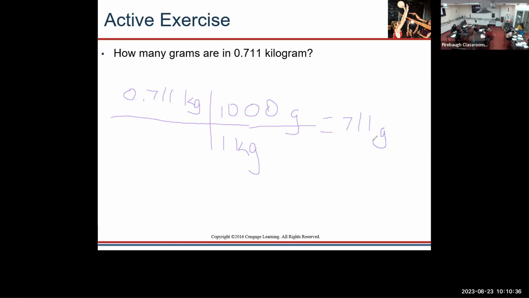How many sig figs should we have? 3? Okay. Piece of cake.